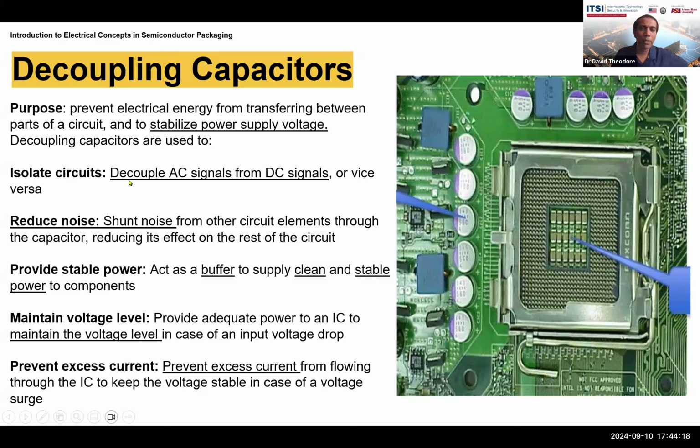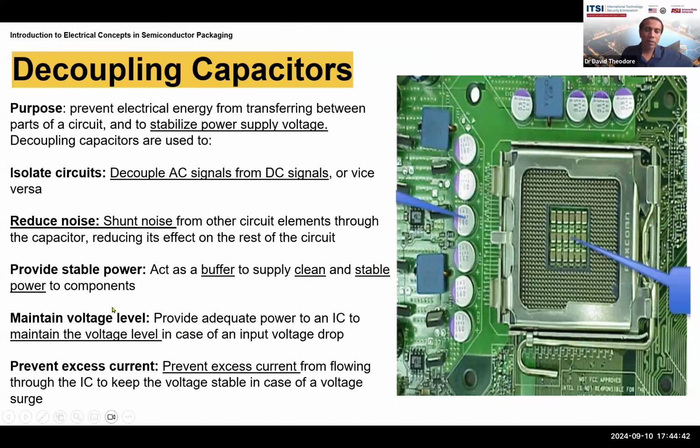So one purpose: isolate the circuits. Another purpose is to reduce the noise. These two are actually related. And provide a stable power supply. So the capacitors act as a buffer to provide clean and stable power to the components. Clean in the sense of uniform, without spikes jumping up or going down.